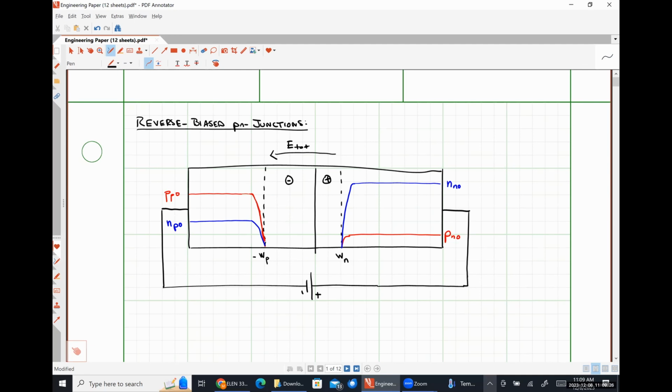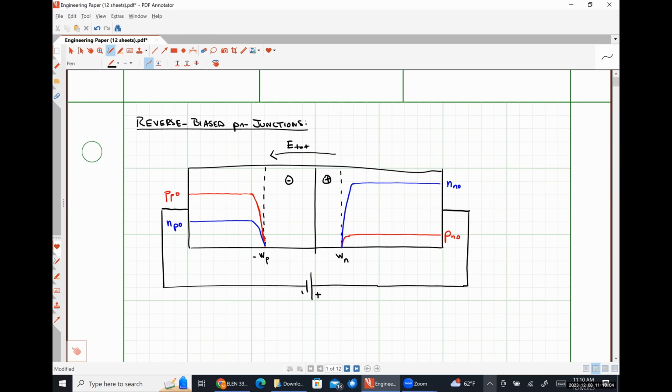Why do the majority carrier concentrations suddenly fall way down when we get to the edge of the depletion region? Exactly right. We have a very, very large field that's pushing majority carriers away, right? So holes act in the same direction as the applied field. So holes are going to get over here and they're going to get pushed back, right? Electrons act in the opposite direction of the field. So they're going to get over here and they're going to get pushed this way.